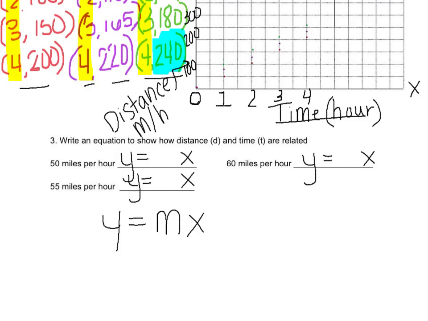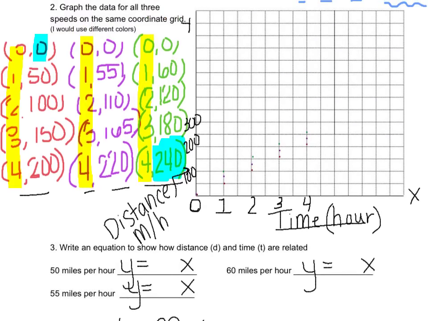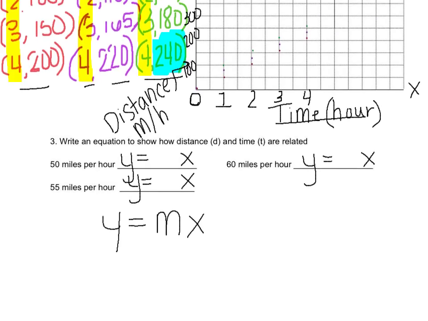So we need to write an equation to show how the distance d and the time t are related. Now, d, distance, if we look back at our graph, the distance was the y. So in this case, I could have the y or the d, and then the x could also be a t. Remember, those variables can change. So if it's 50 miles per hour, my coefficient, or my m, is 50, because that is my rate of change. For every hour, I increase or I change by another 50 miles.